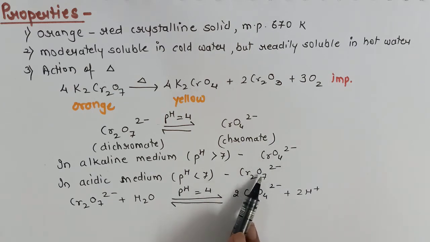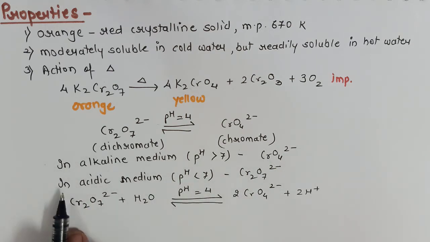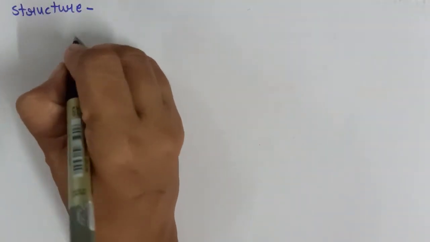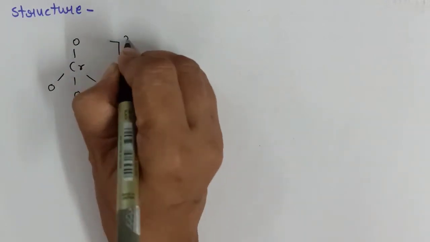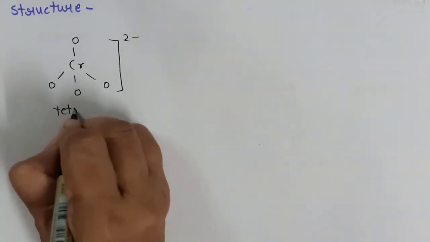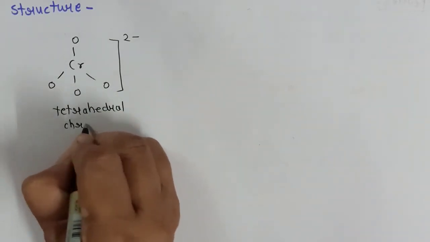Remember the colors of both these two, because many times the question is asked, why in alkaline medium yellow color exists and why in acidic medium orange color is shown by chromate ions, etc. Now let us have a look at the structure of both chromate and dichromate ion. I will start with the chromate ion, CrO4 2-. It is a tetrahedral structure shown by the chromate ion.